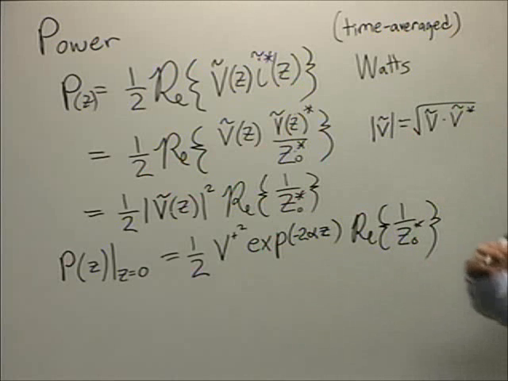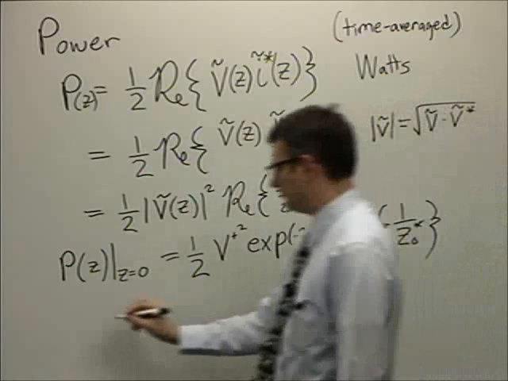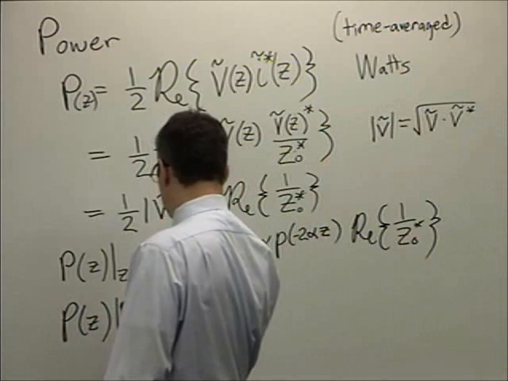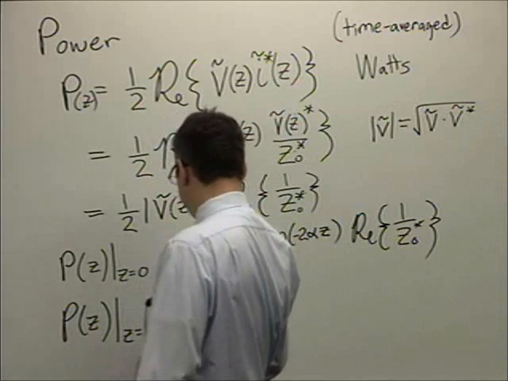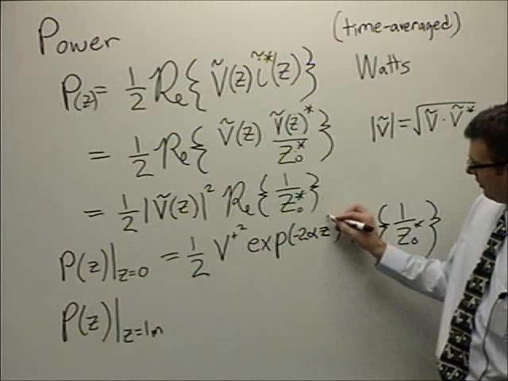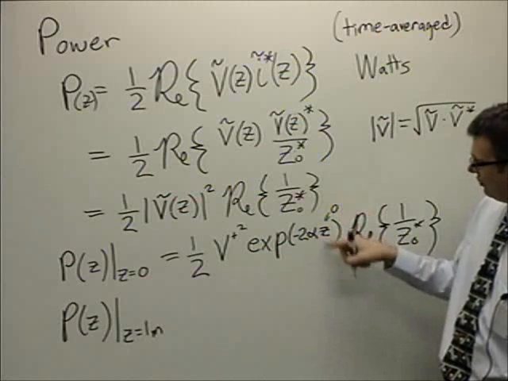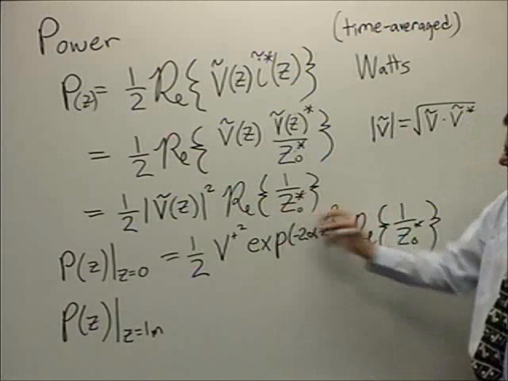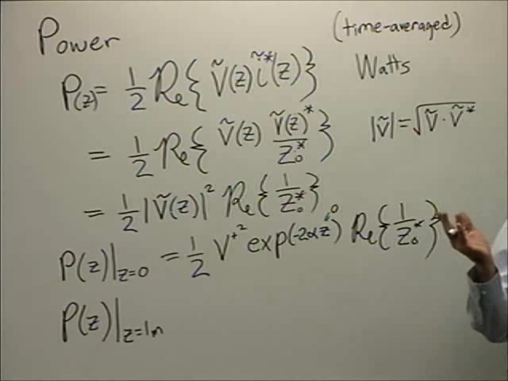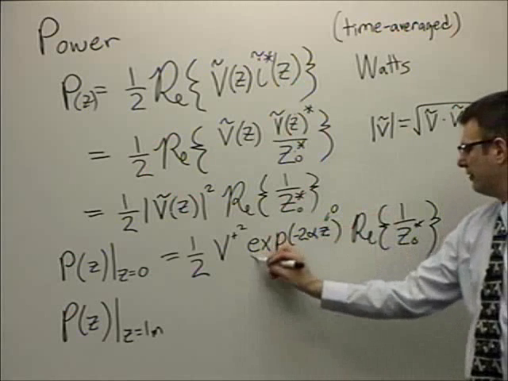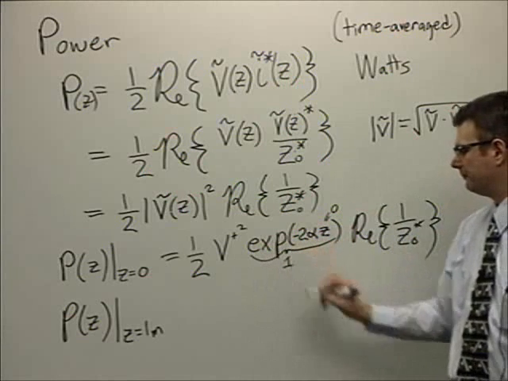Now, what happens if we move 1 meter down the line? P of Z, where Z is equal to 1 meter. And here, I need to substitute 0 into here. I'm going to use this as a template for my next expression, so I left it up here. But I need to put 0 in there. So what's that exp of 0 going to be? 1. That's sort of my reference point. So the whole thing is really just 1.